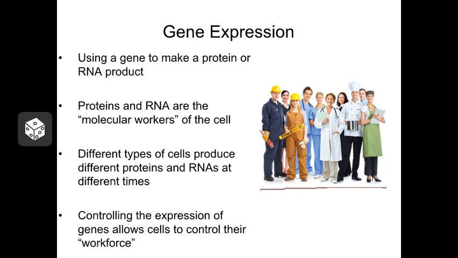Different cells are going to make different proteins at different times, and different types of cells are going to make different proteins than one another. For instance, a red blood cell contains hemoglobin. That's the protein that allows it to carry oxygen in the blood. But a muscle cell doesn't contain hemoglobin, it instead contains actin. That's a contractile protein that allows it to contract.